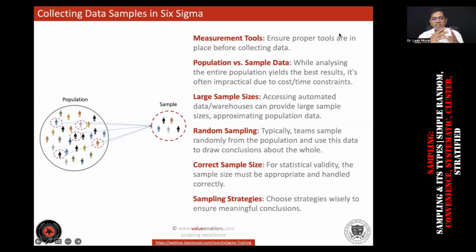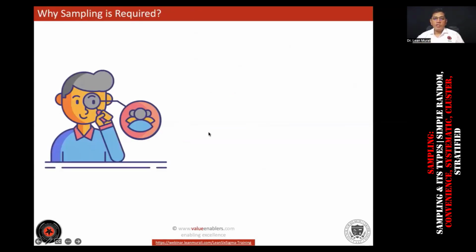There is also a table to find out the typical sample sizes. What is random sampling? We are going to go into the detail of random sampling. What is the correct sample size? That is available in the table, along with some sampling strategies so that we can wisely ensure meaningful conclusions.